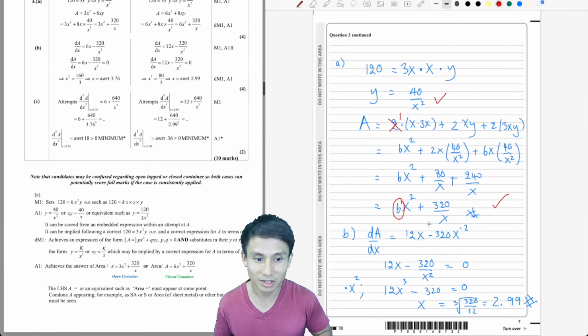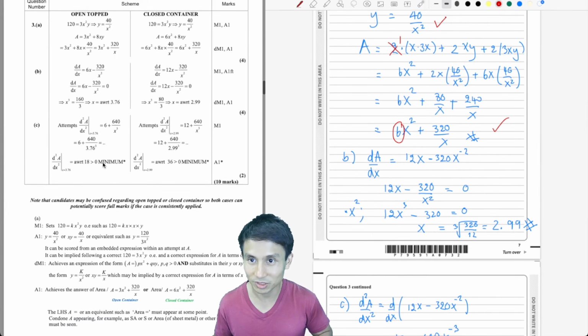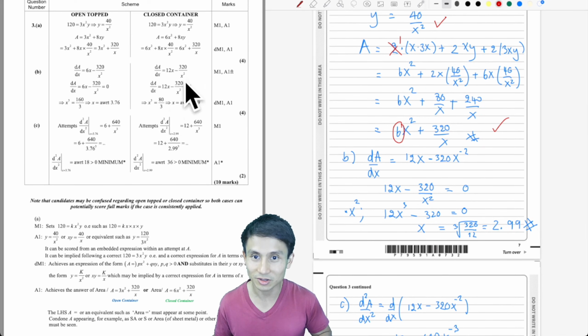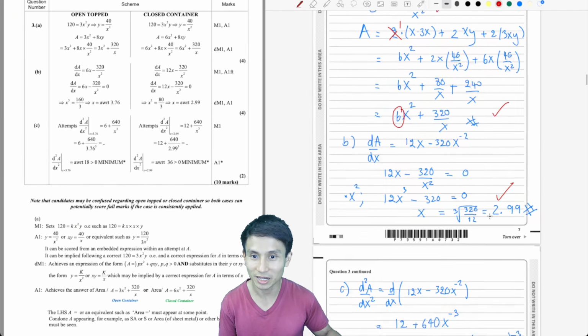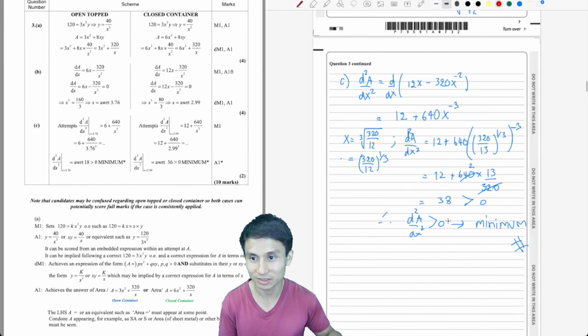And then B. So yeah, B we just differentiate. Yeah, this is a closed container case. Yeah, I do get a closed container case. Right. So this is 2.99. All right. Okay then. Right. Ooh. Somehow I got 38 here, but okay, let's check this.